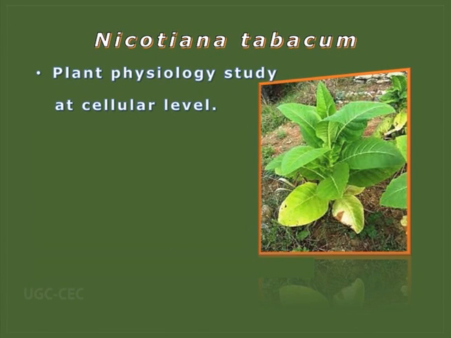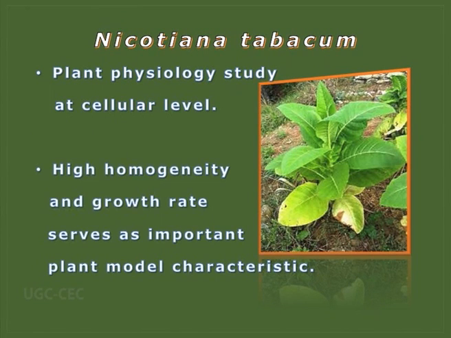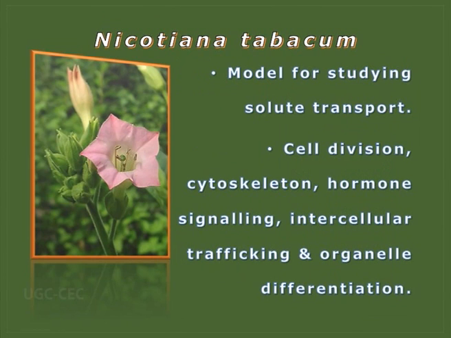And in this community we have another member called Nicotiana tabacum, which helps us to understand plant physiological study at the cellular level. It has high homogeneity and growth rate, which serve as important plant model characteristics. It helps us in understanding cell division, cytoskeleton studies and signaling pathways. The role of hormones on different plants is being studied. It helps us in cellular trafficking and to study organelle differentiation as well.